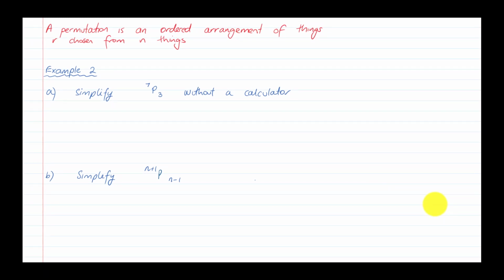So a permutation is an ordered arrangement of r things chosen from n things. In our next video, we're going to run through some examples of this. So tune in and we'll see example 2 and a further example 3.